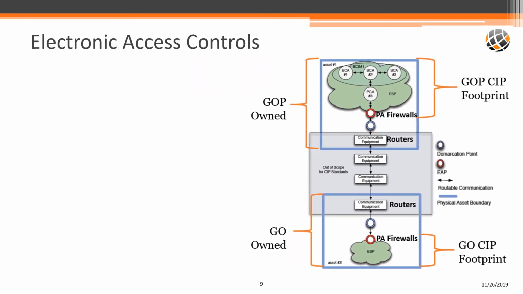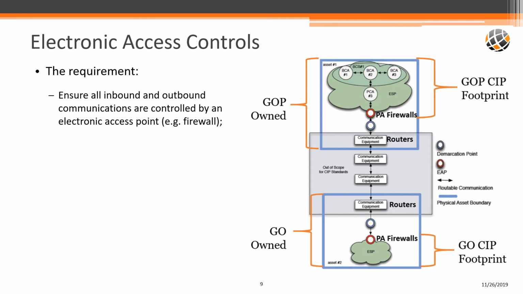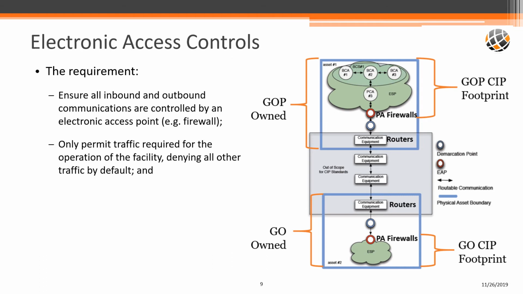All right, so now let's actually talk about what the requirement is. The requirement for low impact BES cyber systems is to control and enforce all inbound and outbound communications. Typically this is done with a firewall, but there are other means to do this. We can only permit the required communications and traffic that is necessary for the operations of the facility. All other communications must be denied by default by that electronic access point. If you have any legacy dial-up systems, we have to show an authentication method for those dial-up systems.